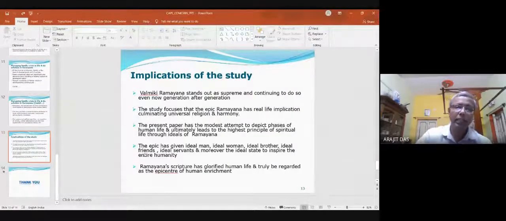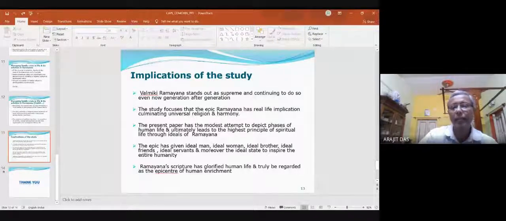Now, the last part, implications of the study. Valmiki Ramayana stands out as supreme, continuing to do so even now, generation after generation. The study shows that the epic Ramayana has real-life implications culminating in universal religion and harmony. The present paper is a modest attempt to depict phases of human life, ultimately leading to the highest principles of spiritual life through the ideals of Ramayana.